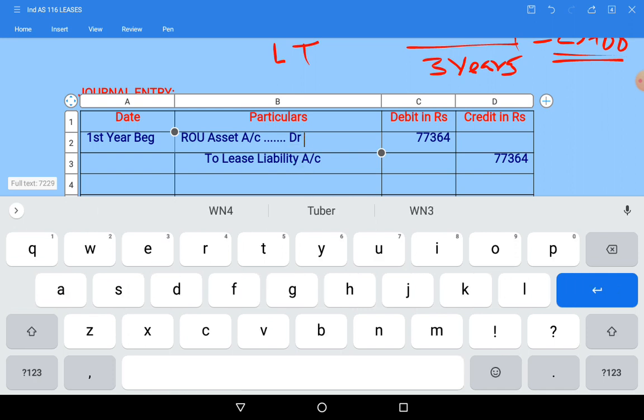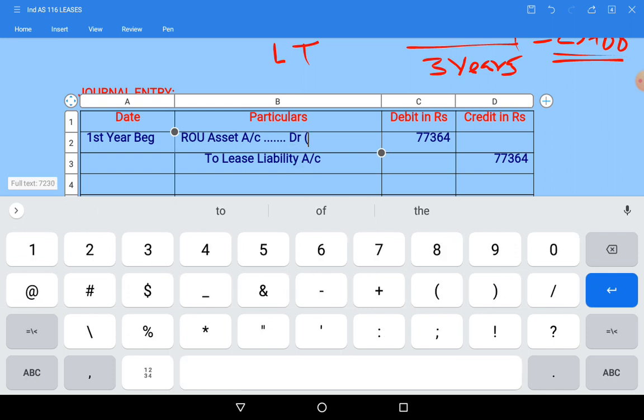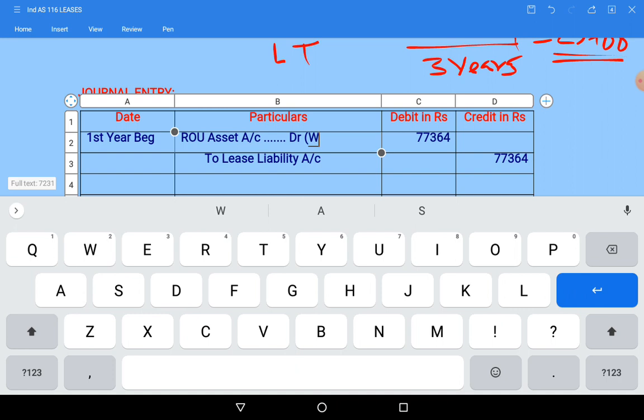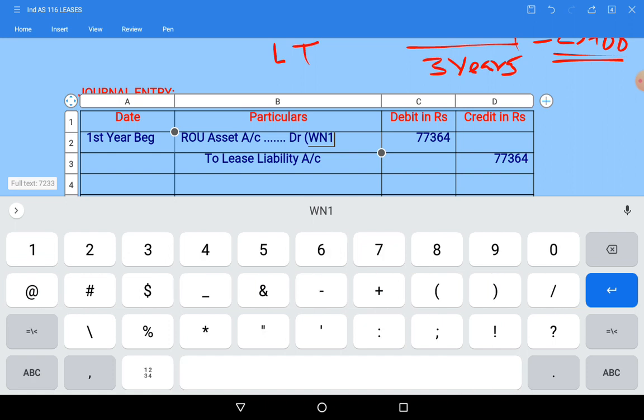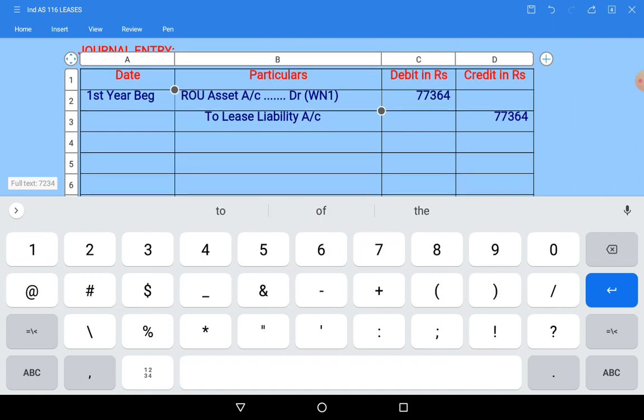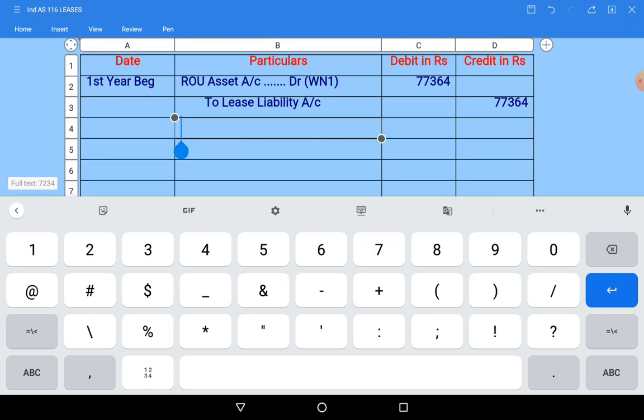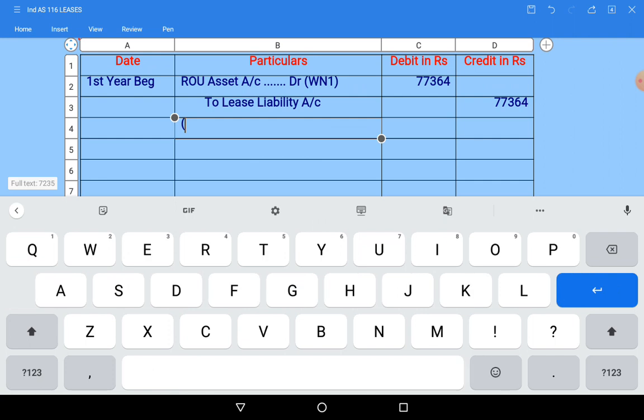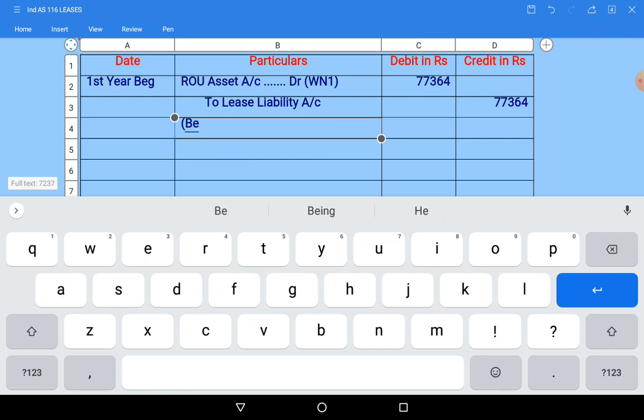Okay, from where you got it, you can check working note 1. In working note 1 it is given. Okay, this is at the beginning. Being initial recognition made.